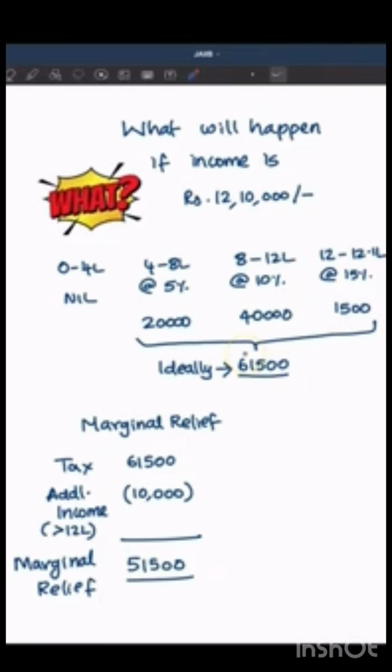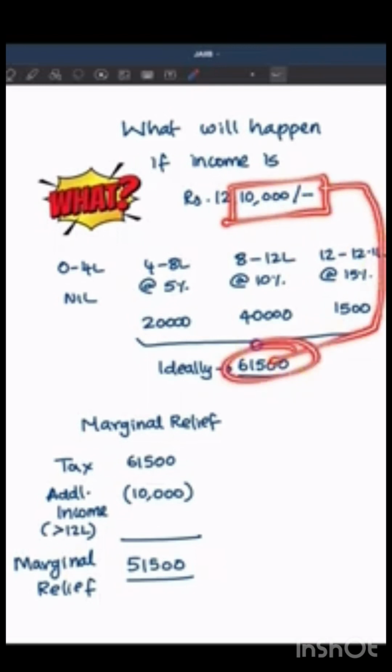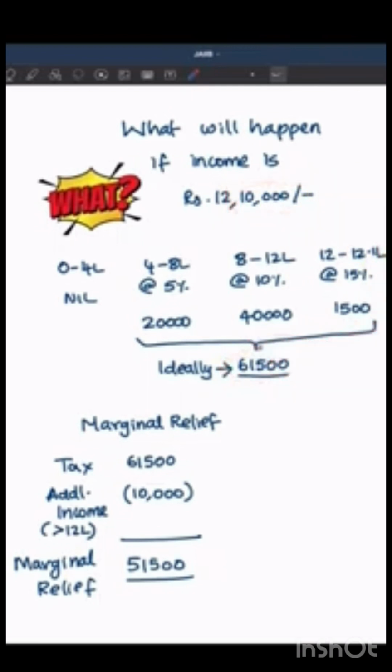But government is not going to levy this 61,500 because government understands that the increase in income is only 10,000, because up to 12 lakh there is no tax. So beyond 12 lakh, the increase in income is only 10,000. For this 10,000, they are not going to charge this 61,500. So that's where the concept of marginal relief comes into picture.